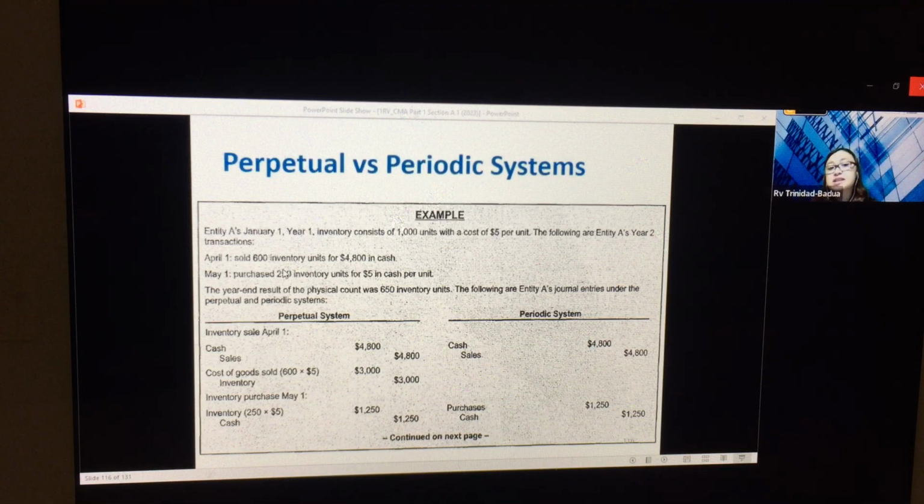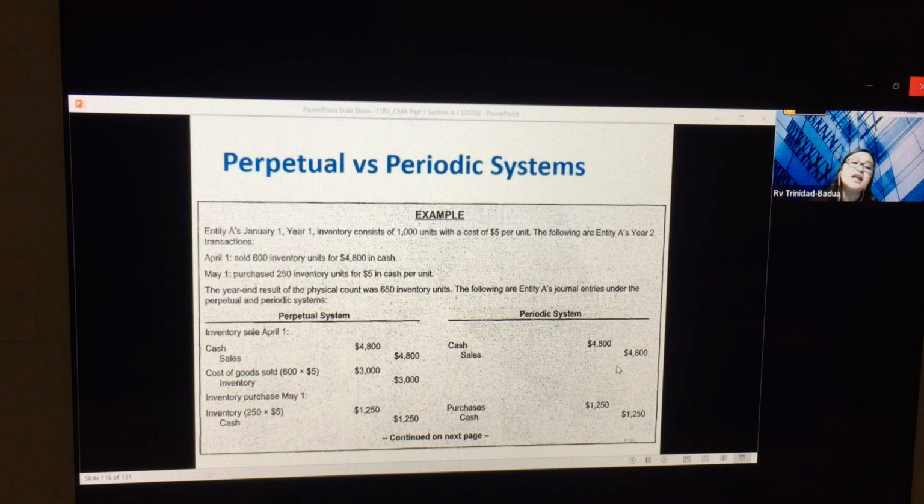The assumption is that the 600 came from the 1,000 units with a cost of 5. So remove the appropriate cost of goods sold. That's 600 units multiplied by 5, so that's 3,000. A debit to cost of goods sold of 3,000 and a credit to inventory of 3,000. So that's your entry for April 1. What is your entry under periodic? Just cash of 4,800 and the sales of 4,800.